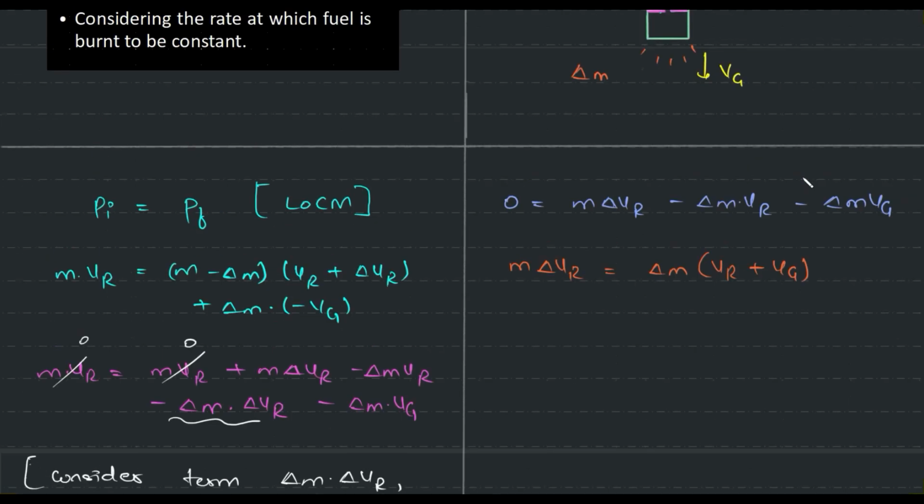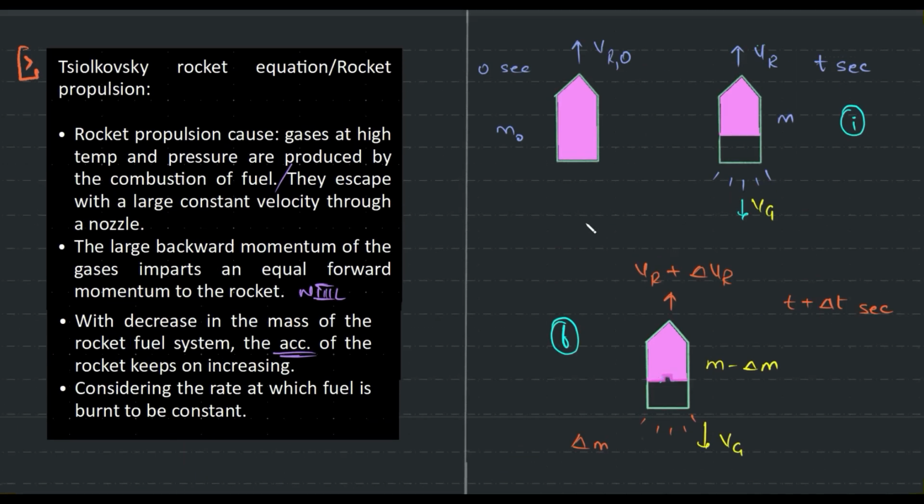What is VR plus VG? For that you have to go back to this diagram. What is VR plus VG? Have a look at it. VR is over here, VG is over here. I'll give you guys a clue. Figure out the velocity of the gas with respect to the rocket, or the velocity of the rocket with respect to the gas. Can you find that out?